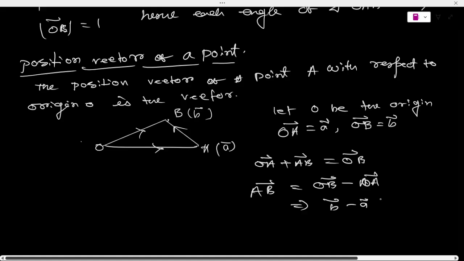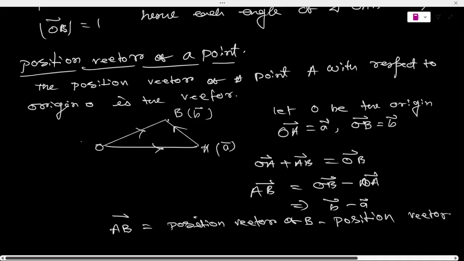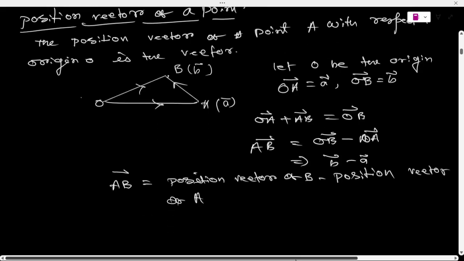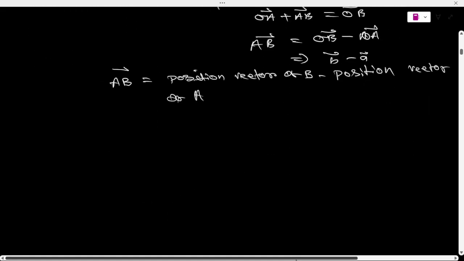So AB is equal to position vector of B minus position vector of A. Position vector of B minus position vector of A. Clear?